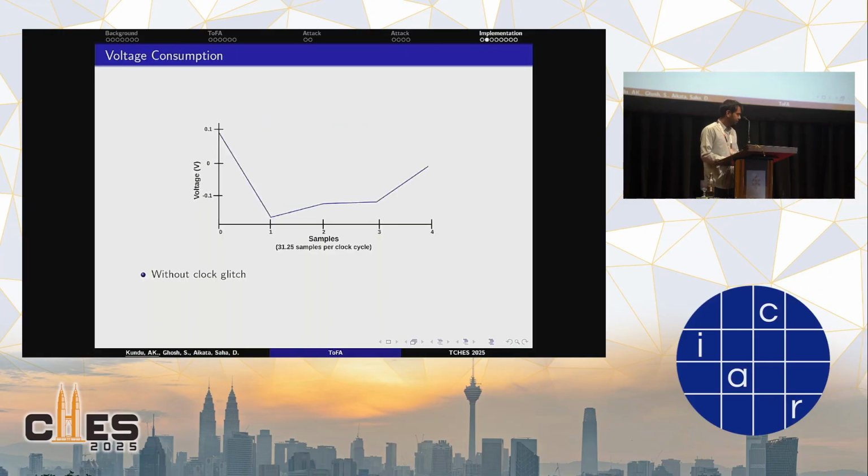So in the voltage consumption, we can check that without clock glitch, suppose this is the graph. And when we do clock glitch, this is the graph that we get. So here we can check that there might be some operation which is violated due to a fault, and because of that we see the graph is a little bit lower than the previous one. This is the voltage consumption with clock glitch.